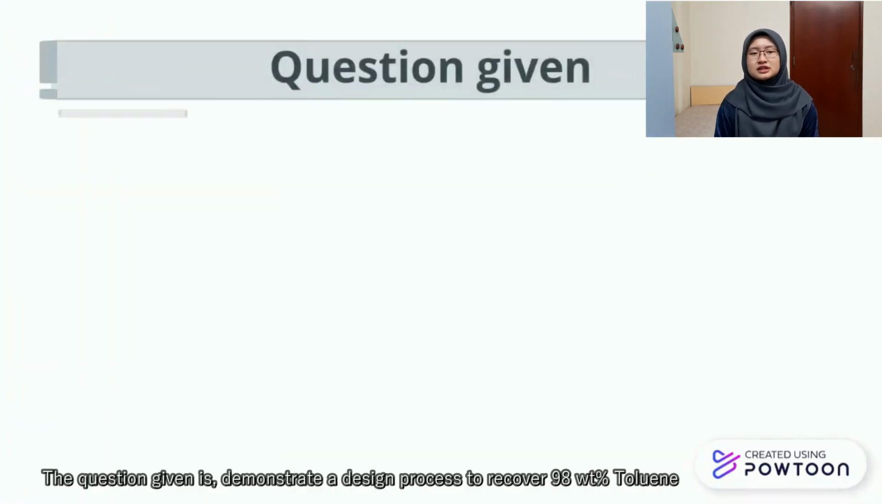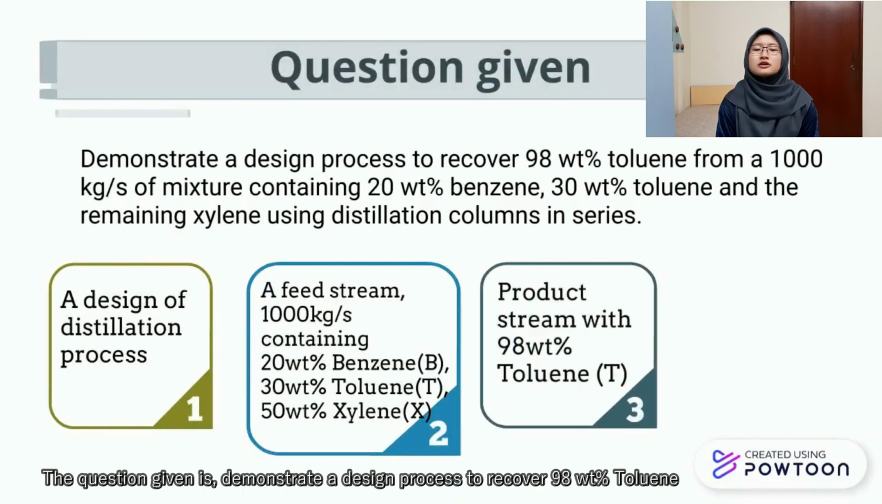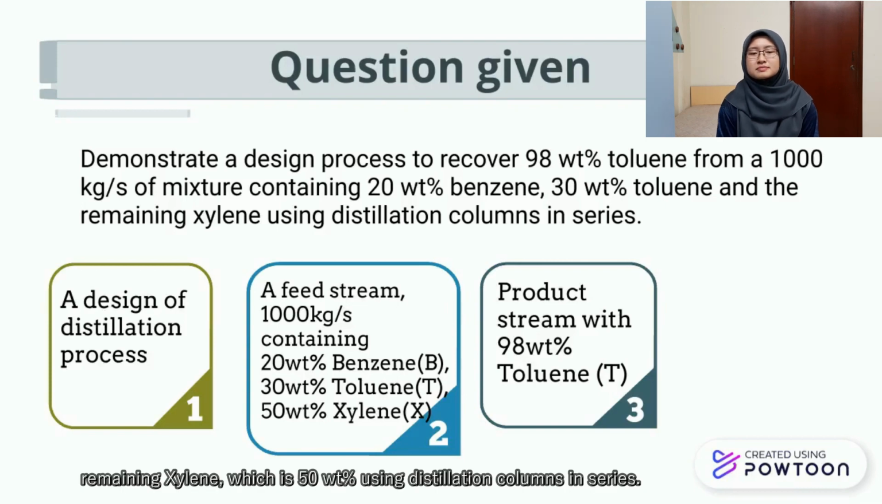So, the question given is to demonstrate a design process to recover 98% toluene from 1000 kg per second of mixture containing 20% benzene, 30% toluene and the remaining xylene, which is 50%, using distillation columns in series.